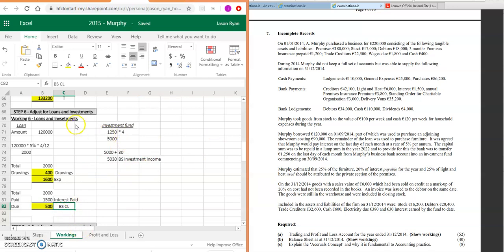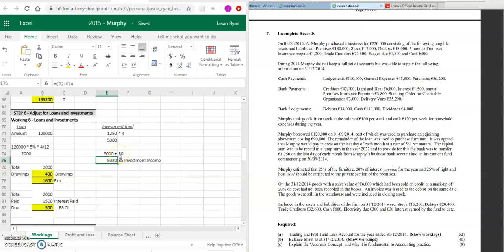The next thing we have to do is look at our investments. So it tells us that each month we're going to pay 1,250 into an investment fund. So we're going to multiply that by 4 months. So by the end of that, we're going to have 5,000. Now, just down here at the end, we're going to earn interest. And that interest that we're going to earn is going to be €30. So you have to add that €30 onto the 5,000, and that's going to give us €5,030. And that goes into your balance sheet, and the €30 goes in as part of your additional income in your profit and loss account.